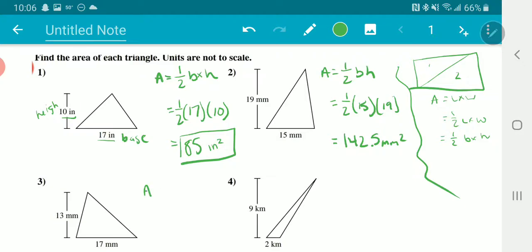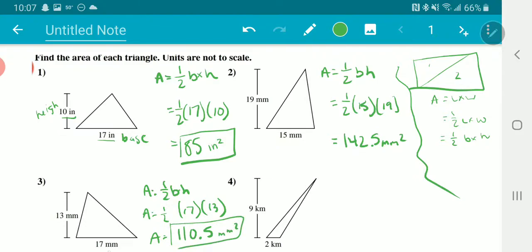Number 3, area equals 1/2 base times height. So area is going to equal 1/2 times 17 times 13. Plug that into the calculator, and I get an area of 110.5 millimeters squared. Again, looking at your units and understanding, if I've got millimeters and millimeters here, my area has to be millimeters squared.